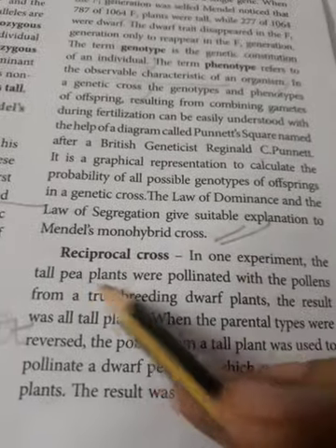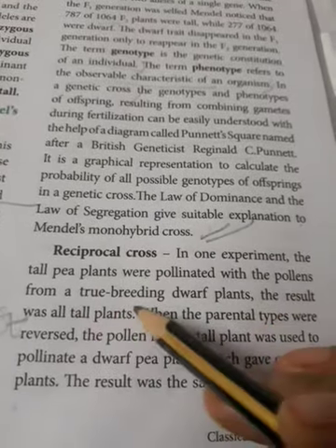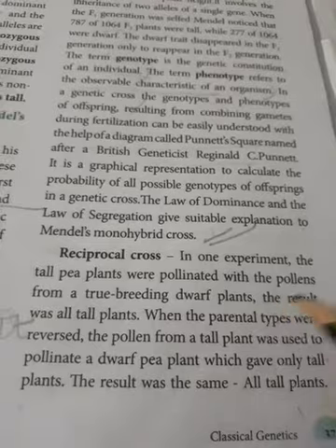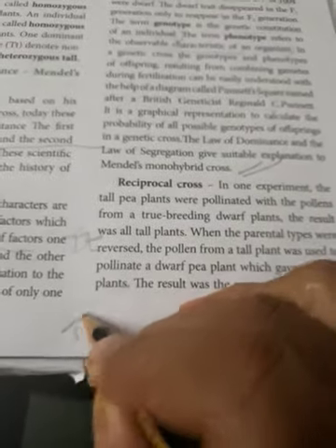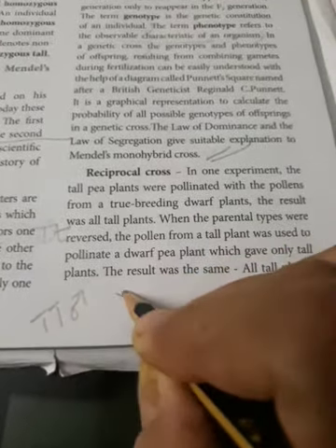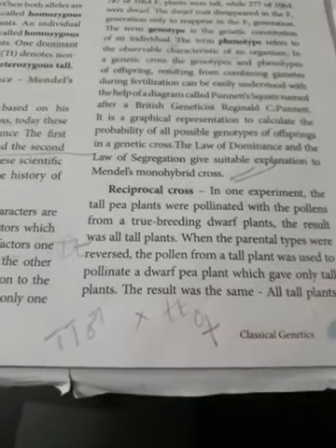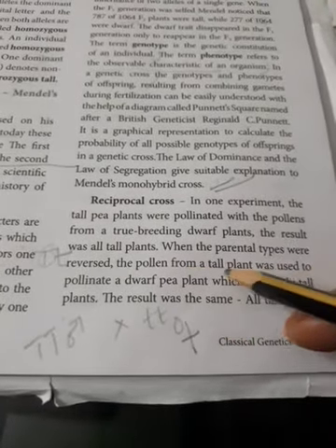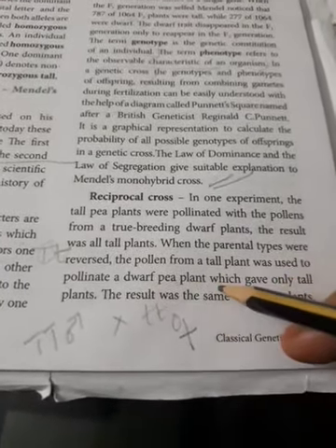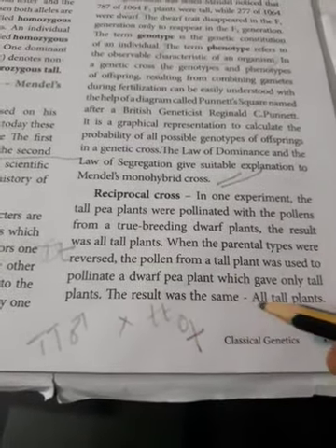In one experiment, the tall pea plants were used as the male plant, pollinating with the pollen grains a true breeding dwarf plant. The result was all tall plants. Here the tall plant was the male and he made the cross with the dwarf plant, which was the female. Now reversed. When the parental types were reversed, the pollen from a dwarf plant was used to pollinate the tall plant, which gave only tall plants. The result was the same.